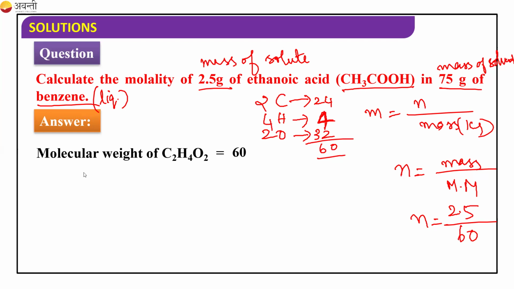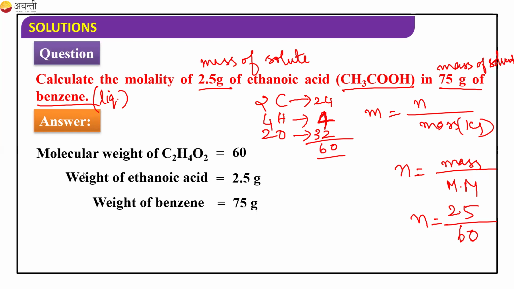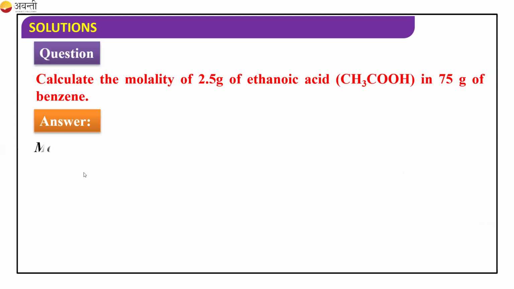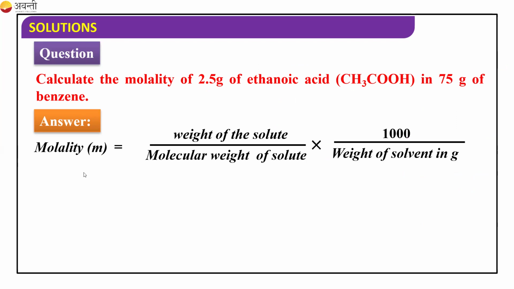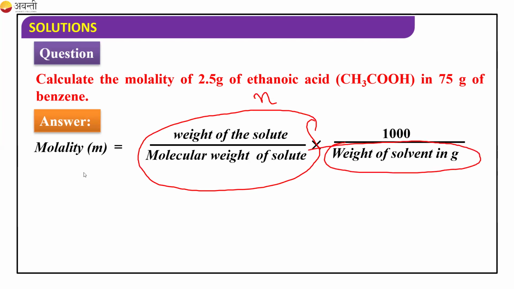Okay, very good, very good. So 2.5 divided by 60 is the number of moles. Okay, weight of ethanoic acid is 2.5 gram. Weight of the solvent is 75 gram. Now molality is equal to weight of the solute, or mass of the solute, divided by molecular weight of the solute into 1000 divided by weight of the solvent. This part is nothing but the number of moles. Okay, number of moles divided by mass of the solvent in kilogram.